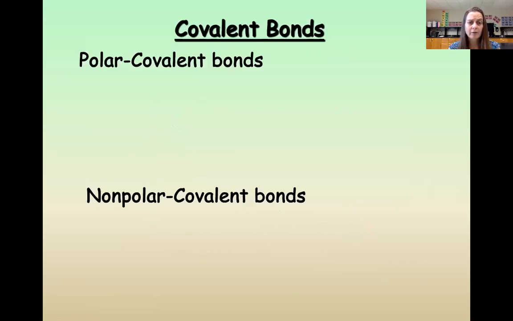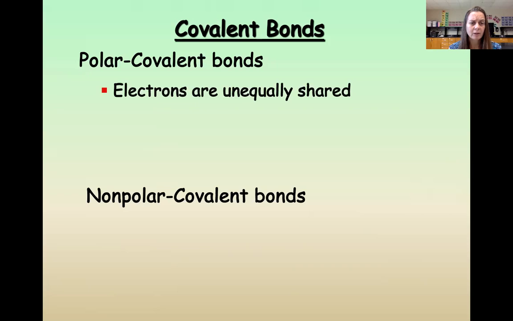So when we talk about covalent bonds, we have two different types of covalent bonds. This is really along a spectrum. Okay, we have non-polar covalent bonds where electrons are shared equally and there's no positive or negative end. And we have polar covalent bonds where electrons are not shared equally and we have a partially positive and a partially negative end of our bond.